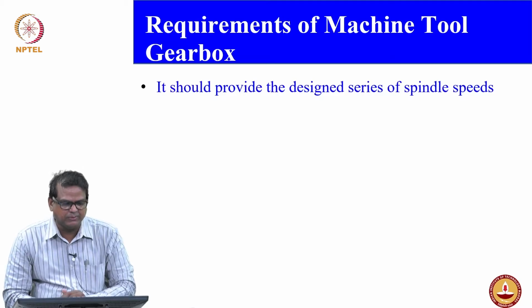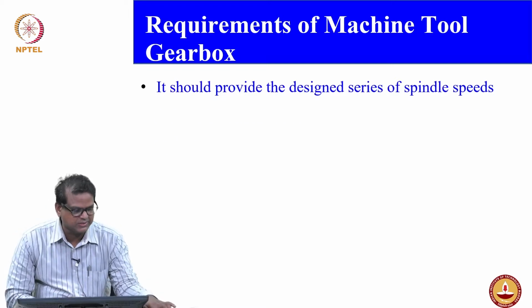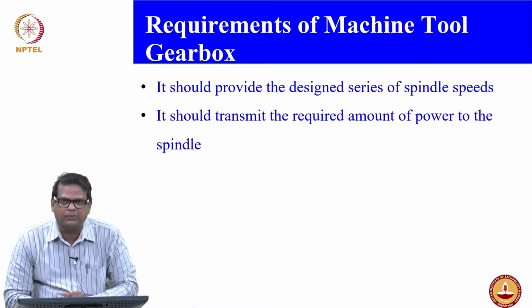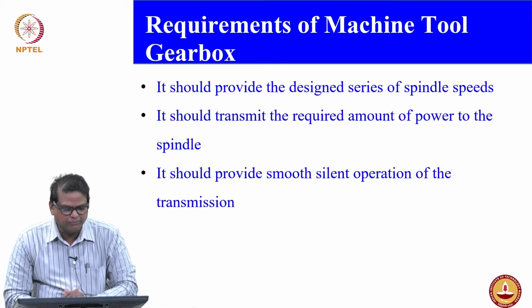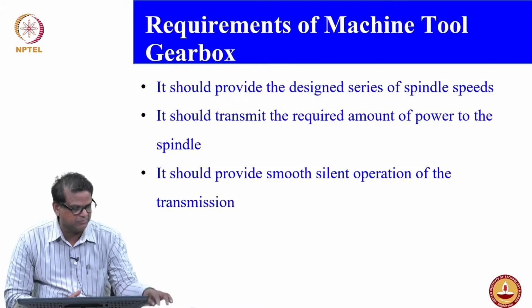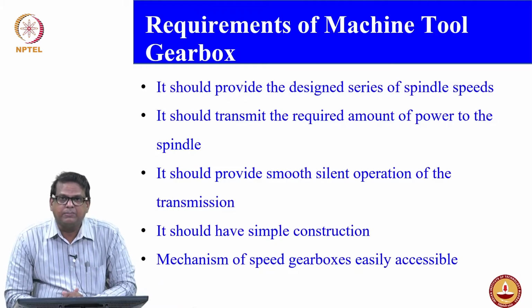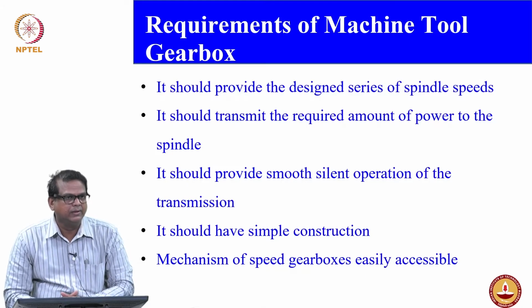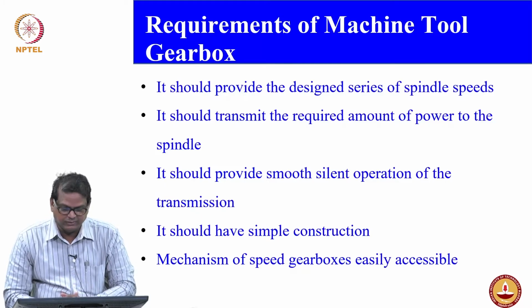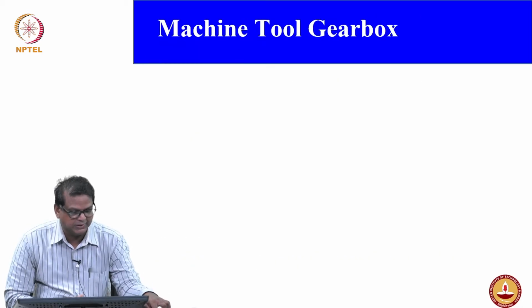The purpose of the gearbox again has the following aspects. It should provide a designed series of spindle speeds. It should transmit the required amount of power to the spindle. It should provide smooth, silent operation of the transmission. It should have a simple construction, and the speed mechanism of the gearbox should be easily accessible. That means the operation as well as the maintenance of the gearbox should be easy. So these are the five important requirements of a gearbox in machine tool application.